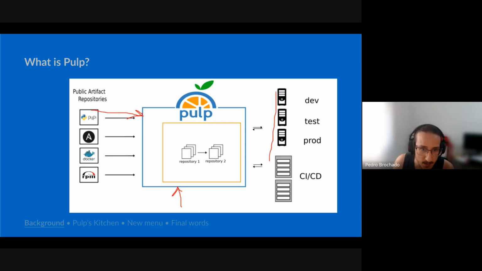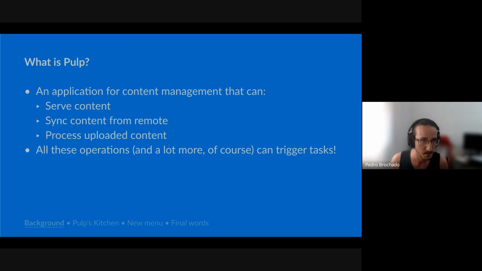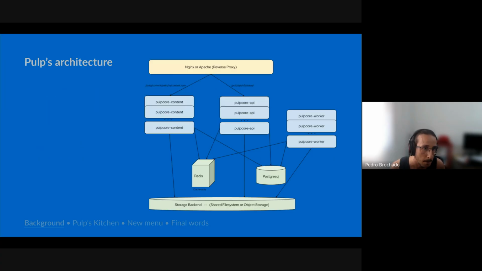And also you have clients. For example, for Python, you have pip or UV. For RPM, you have DNF. And you can configure them to talk to Pulp. That's enough, I think, for getting started. So that's it. Pulp can serve content to clients. Pulp can sync content from remotes. Pulp can upload and process uploaded files, and all these operations can be related to tasks, can trigger tasks.